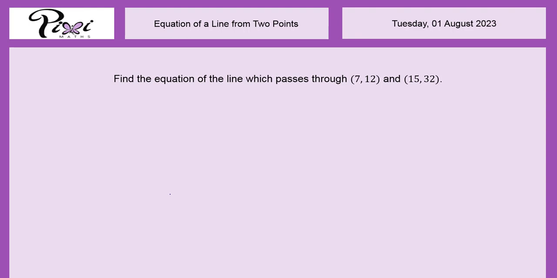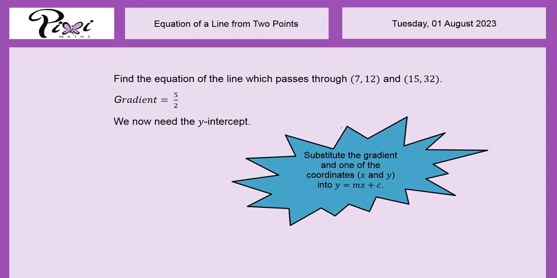Let's look at another example. Find the equation of a line which passes through (7, 12) and (15, 32). Here again, the process will be exactly the same. First you find out the gradient either by using the formula or whichever way you can, and after simplifying, you will get the value of the gradient as 5 over 2. And we're going to use this value of the gradient and find out the y-intercept. So it's exactly the same thing.